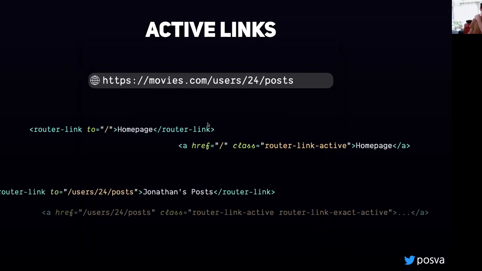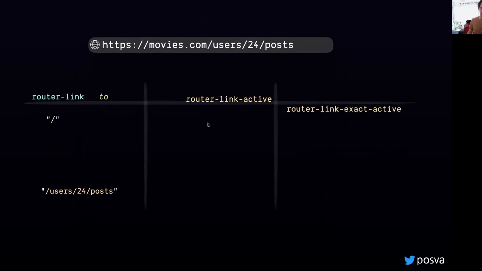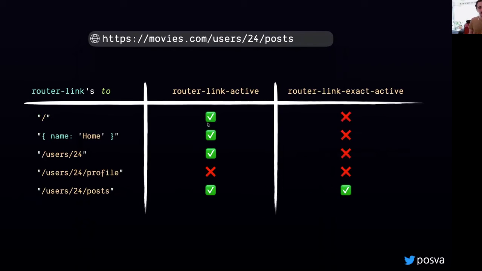The problem is that, as you can see on the screen, the home page by default is always going to be active because it's on the slash. So anything includes the slash. And then we have the other routes like users/24/post, which has a router-link-active and a router-link-exact-active. Now, if we put this into a table and we put different cases, so we have the slash, we have the name version with home, and then we have users/24, 24/profile, 24/post. The only one that gets both classes is users/24/post. But the problem with home is that it's active, and users/24 should be active as well, but that works.